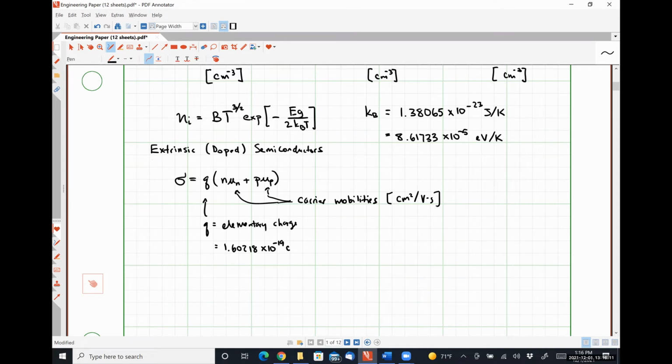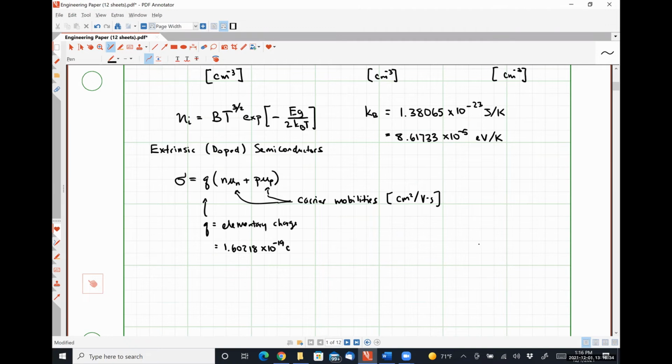So to get around those very, very low values of conductivities, we put dopants into our crystal, right? To give it extra charge carriers. Since this guy is very dependent on the amount of free electrons and the amount of holes.